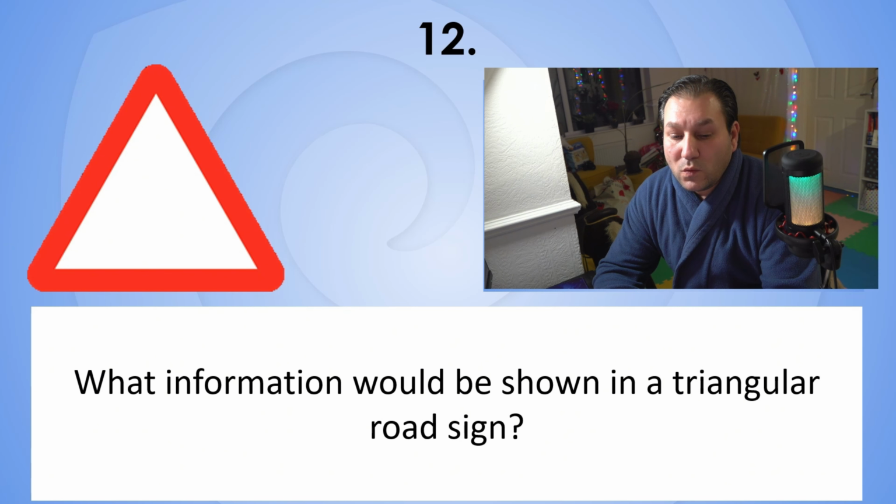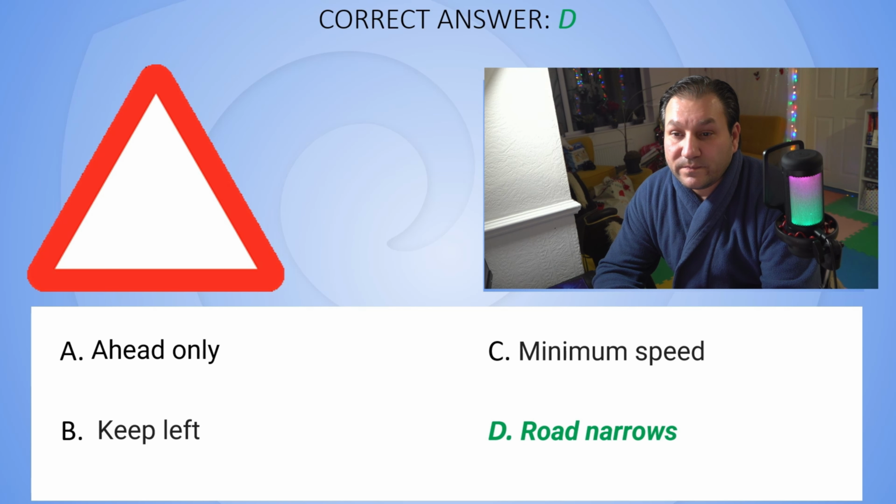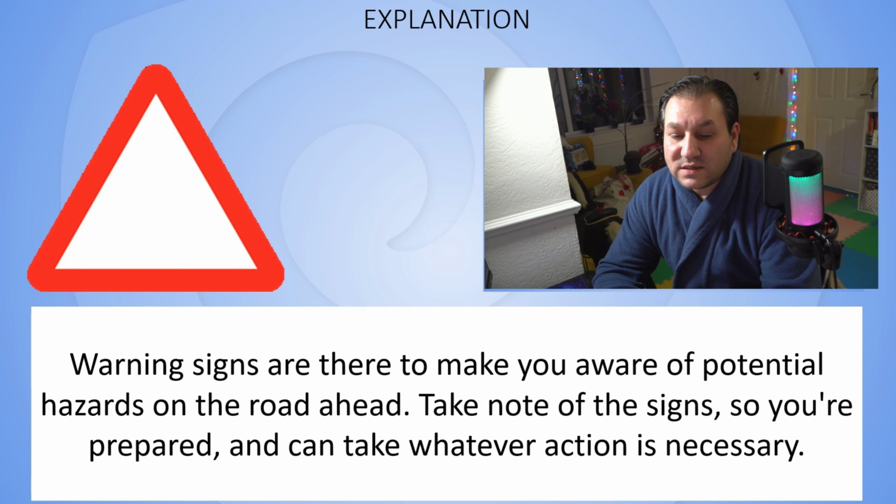12. What information would be shown in a triangular road sign? A. Ahead only. B. Keep left. C. Minimum speed. Or D. Road narrows. The correct answer is D. Road narrows. Explanation. Warning signs are there to make you aware of potential hazards on the road ahead. Take note of the signs so you are prepared and can take whatever action is necessary.